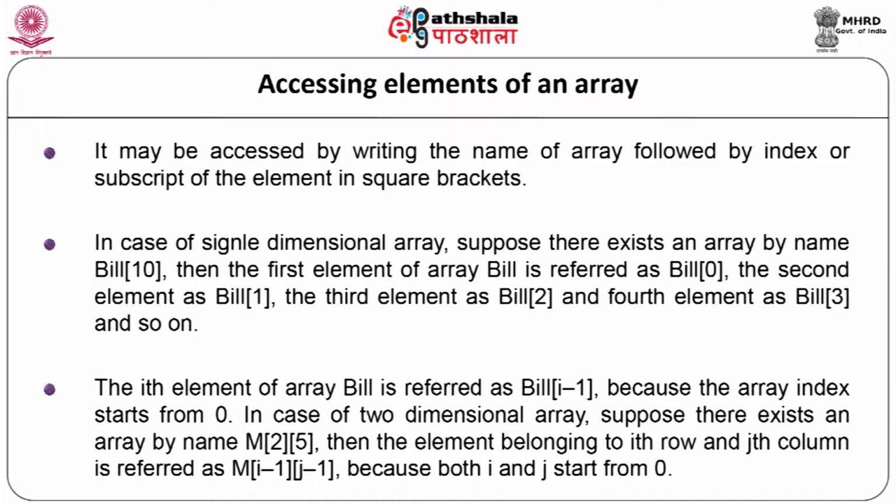In case of a two-dimensional array, suppose there exists an array named m[2][5], where the first index is 2 and the second index is 5. Then the element belonging to the ith row and jth column is referred to as m[i-1][j-1]. Here i and j will start with 0.